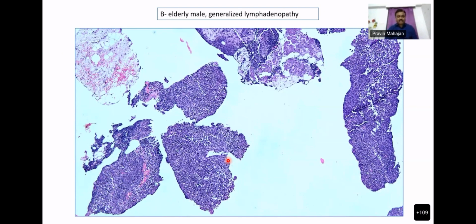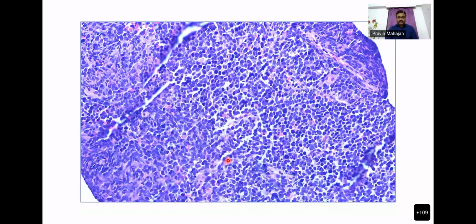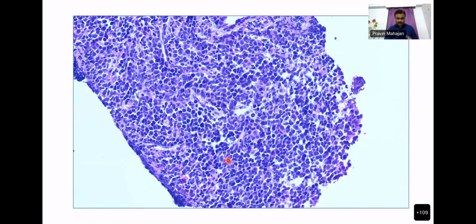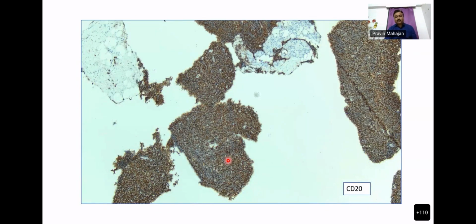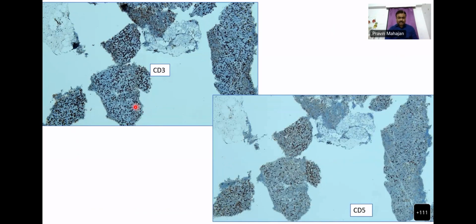Now we'll come to case B. B is from a trucut biopsy in an elderly male who has generalized lymphadenopathy. So here the clinical scenario is a little different. You see again that the chromatin or the cell morphology is similar. It's an intermediate size cell having quite dispersed chromatin. The cell nuclei are quite round. There is very little nuclear pleomorphism here, but mostly they look quite monomorphic. Then you accordingly do the IHC. CD20 is diffusely positive. That proves that it is a B cell lymphoma. Then you see CD3 and CD5.